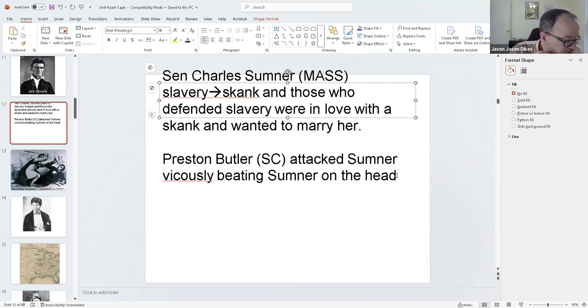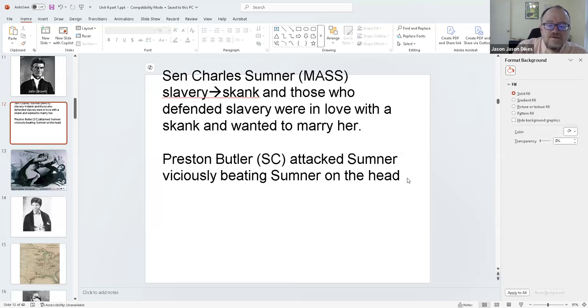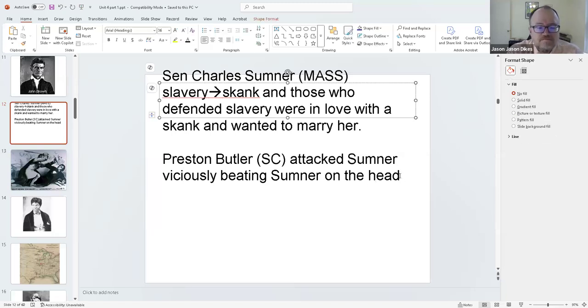Sumner didn't die, but he did not return to the Senate for 3 years before he would be able to serve again. And in fact, he was reelected. Remember, at this time, senators are picked by the state legislature, and the state legislature wanted his empty seat to stand as a reminder of the barbarism of slavery. But he would not return to the Senate until 1858, and he'll even win re-election even though he can't serve.